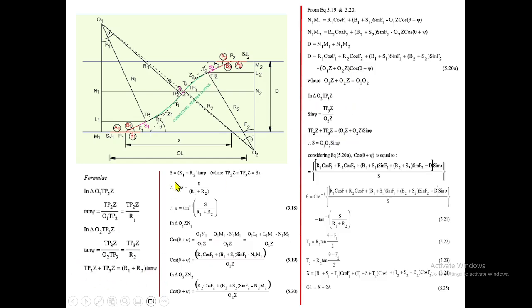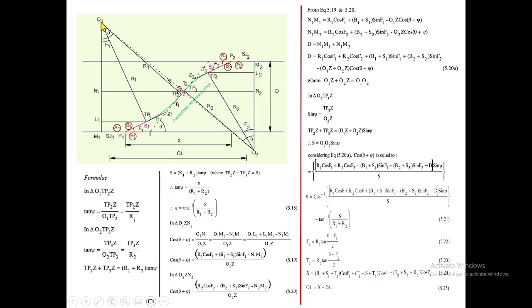Now what do you do here? Yes, already told you, this TP2 plus TP3 is equal to S. So S is equal to R1 plus R2 tan psi. Okay. So from there we form the equation tan psi equal to S by R1 plus R2, and psi equal to tan inverse of S by R1 plus R2. So now we made the equation of psi. Okay. Now what to do?